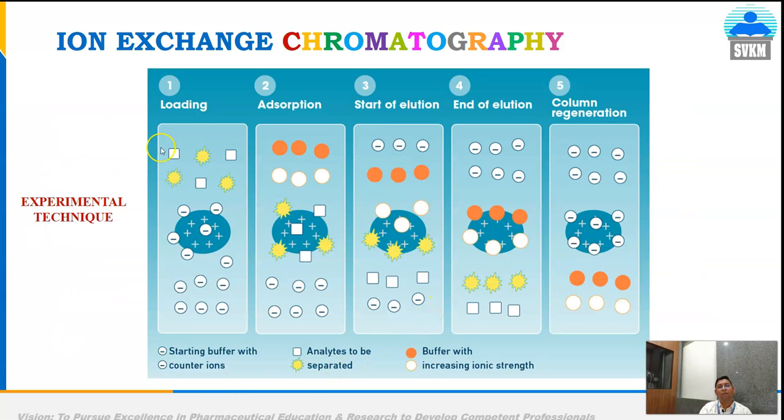Experimental technique, mainly it carries 5 steps: loading of sample, adsorption of ion selectively, start of elution, where the adsorbed ion starts eluting, end of elution, and lastly the column regeneration.